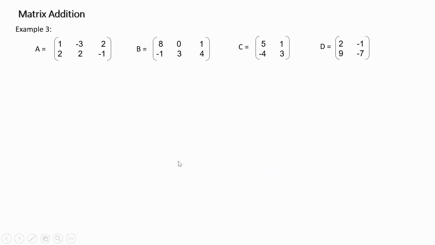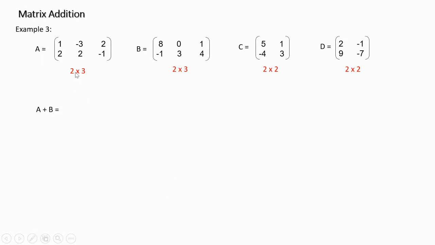Remember, guys, if they're not the same size, you cannot add them or subtract them. So first, the most important thing is to get the sizes right away, right? So this is a 2 by 3. That's also a 2 by 3. How about C? Can somebody tell me the size of it? 2 by 2. Very good. How about D? 2 by 2. Excellent.